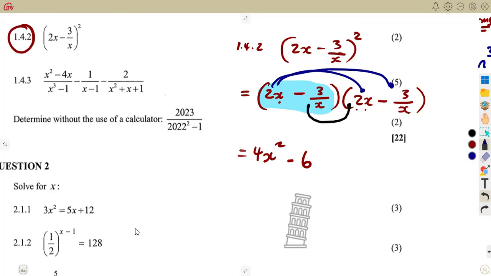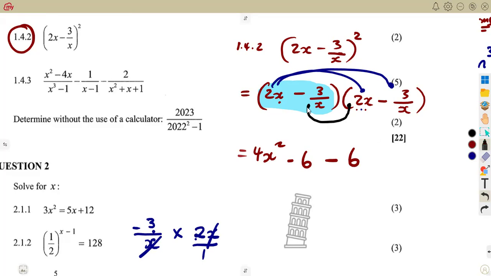Minus 3 over x multiplies what? The 2x. So it's the same thing, guys, just like the previous case. Minus 3 over x multiplies the 2x like this. 2x is the same as 2x over 1. So this x and this x cancel. So it's minus 3 times 2, which is minus 6 again, just like the previous case.